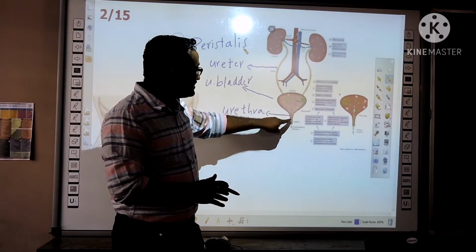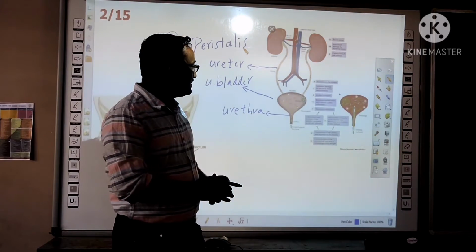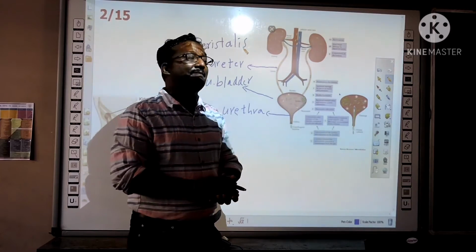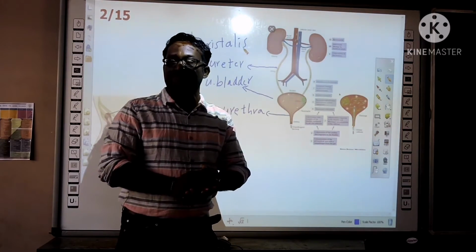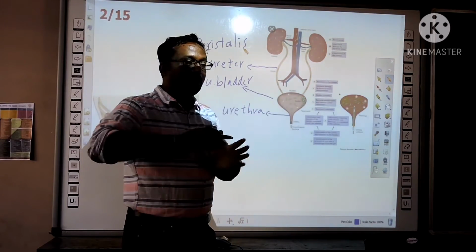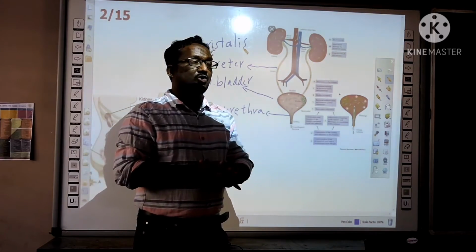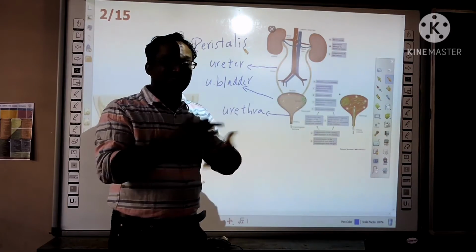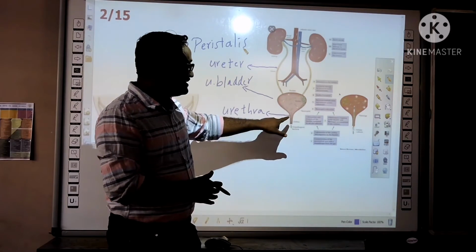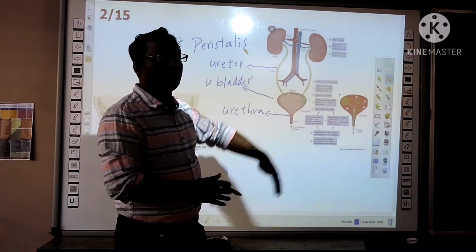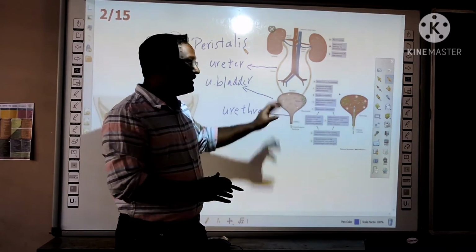Where the urethra connects to the urinary bladder, there are two sphincter muscles. We learned about sphincter muscles in the digestive system. Between the stomach and duodenum, the pyloric sphincter opens and closes to regulate the movement of food. Just like that, the sphincter muscles present between the urethra and bladder regulate the movement of urine. Two sphincter muscles are there.